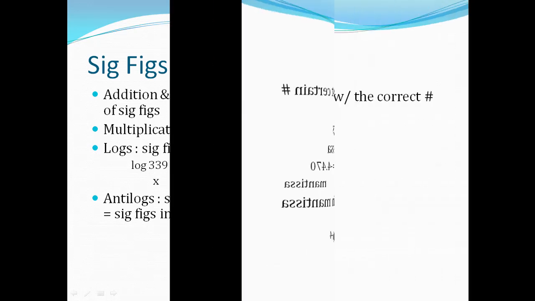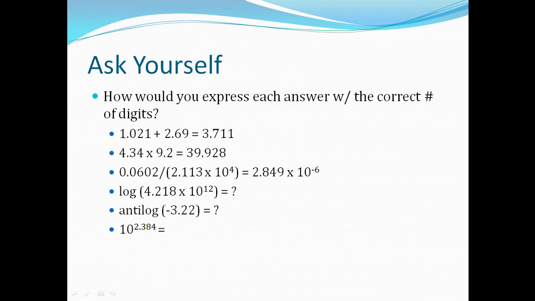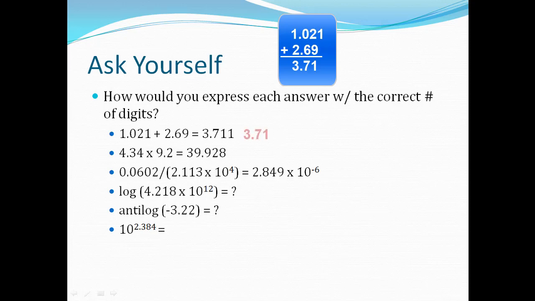Let's move on. Let's do some of these to make sure we understand the rules. How would you express each answer with the correct number of digits? The first one is an addition problem. So if you wrote it out like a 3-year-old, because that's what I do, you would see that it should be only 3.71 because the number that has the least number of digits is the 2.69. There's only 2 decimal places there, so that means that your answer should only have 2 decimal places.